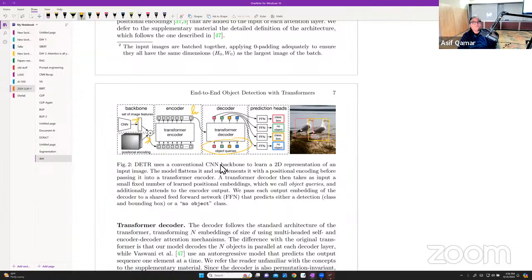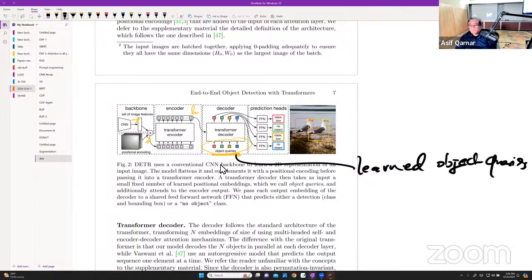You need some vectors to feed in. Where do you get the vectors from? You say, oh, well, let backpropagation learn it. We'll just feed it some random vectors and then let the machine learn it. So these are the object queries, the learned object queries. They trigger it, and then the information is coming from the encoder.